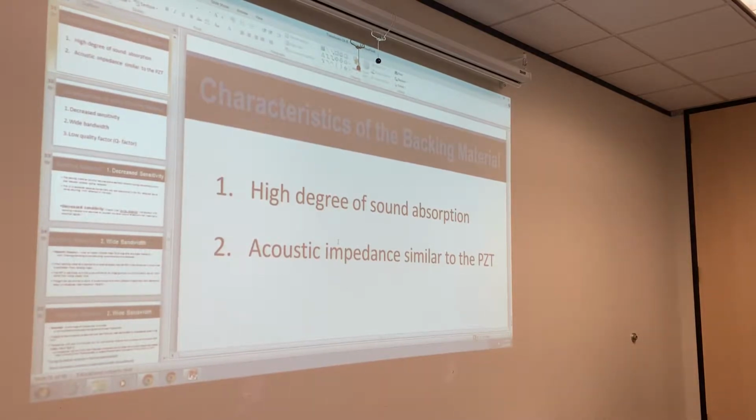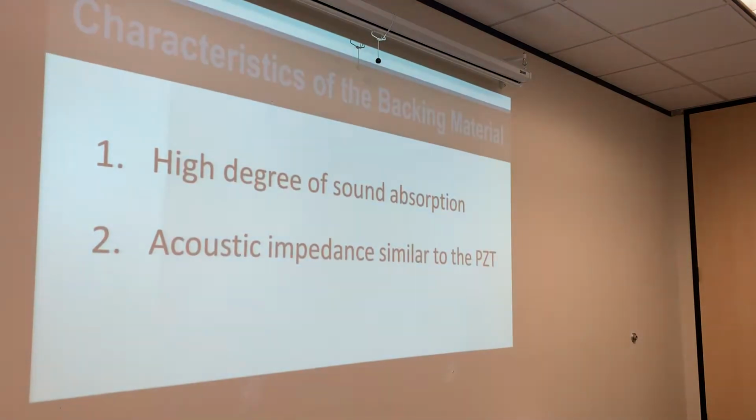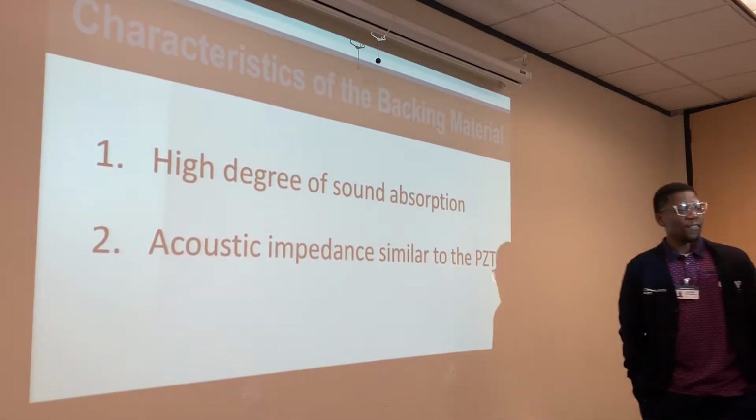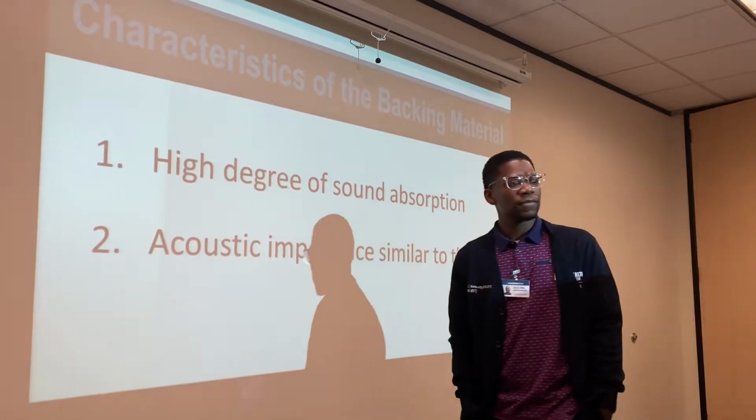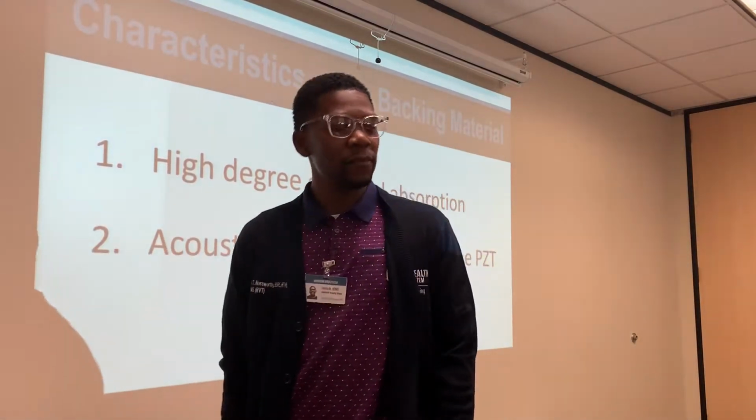Wide bandwidth. What? Tell me about that. What's up with wide bandwidth? Wide bandwidth, because it creates shorter pulses. Okay, so that's why it has a wider bandwidth.